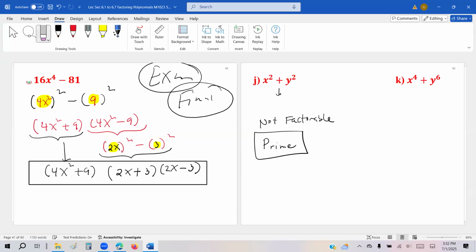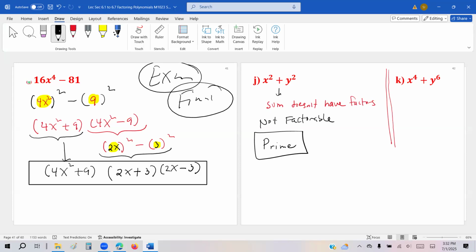Let me write this nicely. Sum doesn't have factors. They do have factors, but not in the normal way. They have factors in a weird way, which we don't need to learn. But if you take higher level math, you'll see these are factorable, but for now, it's not factorable. For you guys, life is easy. It's not factorable.